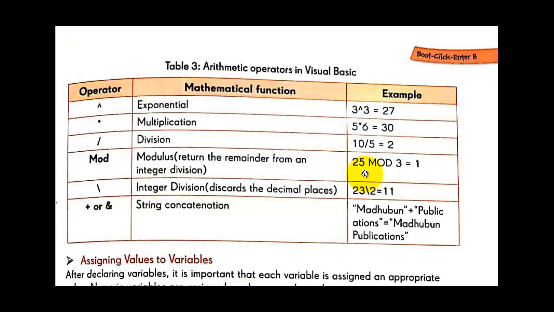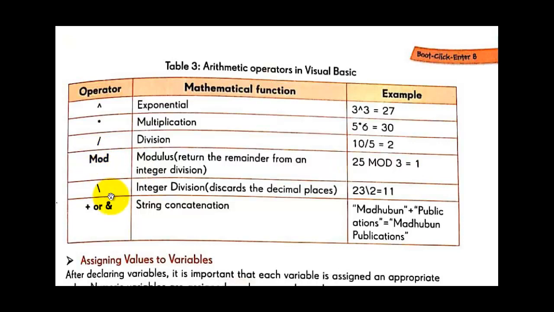Okay. So 25 mod 3. That is 25 divided by 3, where 25 is the dividend, 3 is the divisor. 3 7s are 27, so 27 is bigger, so we'll take 3 8s are 24. So 25 minus 24, the remainder will be 1, and the answer is also 1. The quotient is 8, but the answer is the remainder, that is 1. Got it? I hope you understood how to use this mod operator.